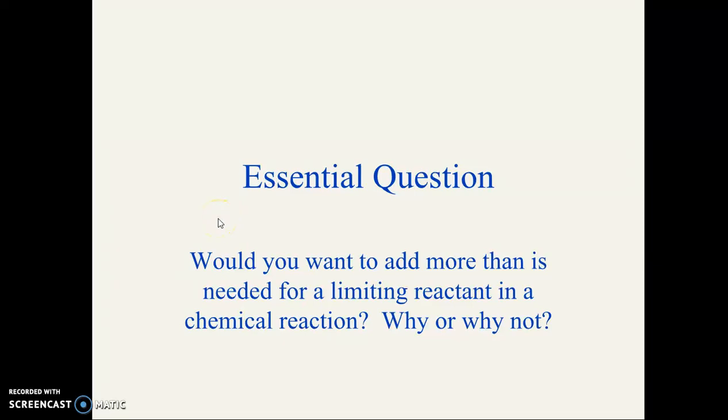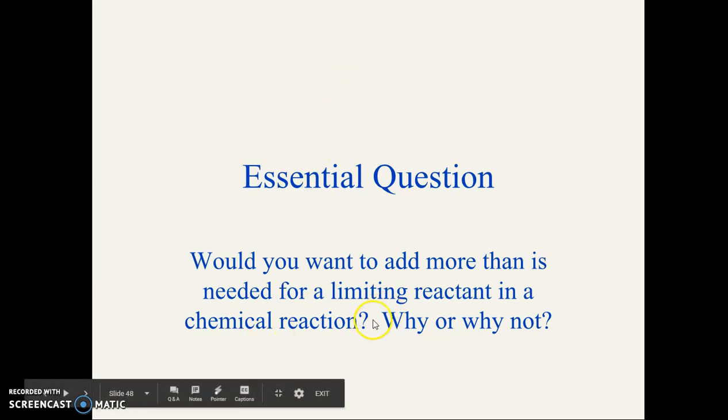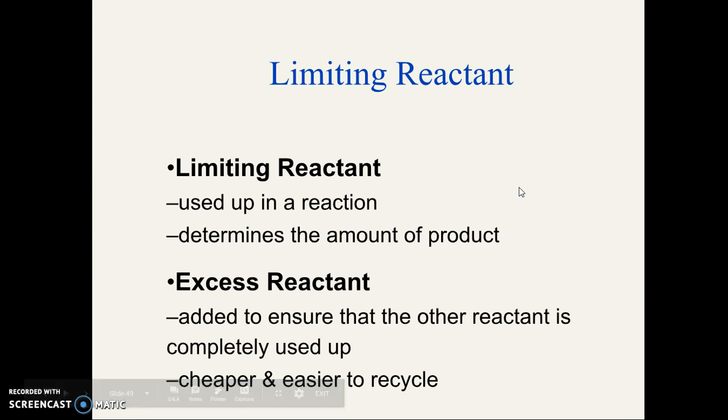All right, so this is going to be the last screencast for this unit, and it's all about limiting reactant or limiting reagent. And your essential question is, would you want to add more than is needed for a limiting reactant in a chemical reaction? Why or why not? So in order to determine how much you need to add, you have to determine which one is the limiting reactant or not, and if you then would like to add more. So what is the limiting reactant?